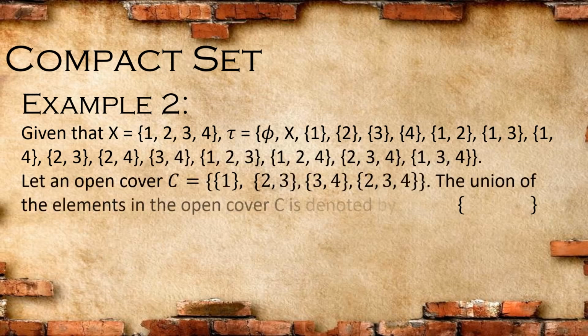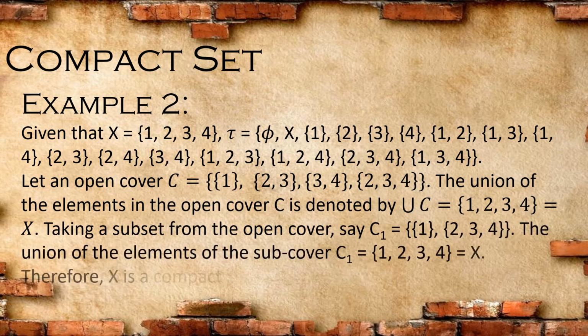Our example number 2 is similar to our first example. So suppose we have X equal to the set {1, 2, 3, 4}, and tau is equal to the set of the empty set, X itself, {1}, {2}, {3}, {4}, {1, 2}, {1, 3}, {1, 4}, {2, 3}, {2, 4}, {3, 4}, {1, 2, 3}, {1, 2, 4}, {2, 3, 4}, and {1, 3, 4}. These are all the elements of our tau.